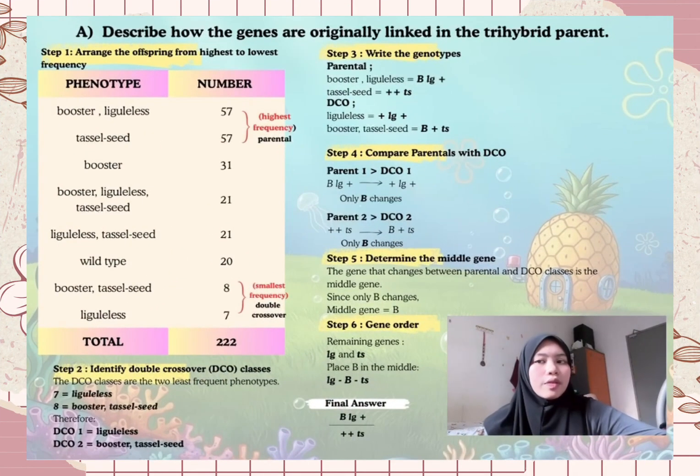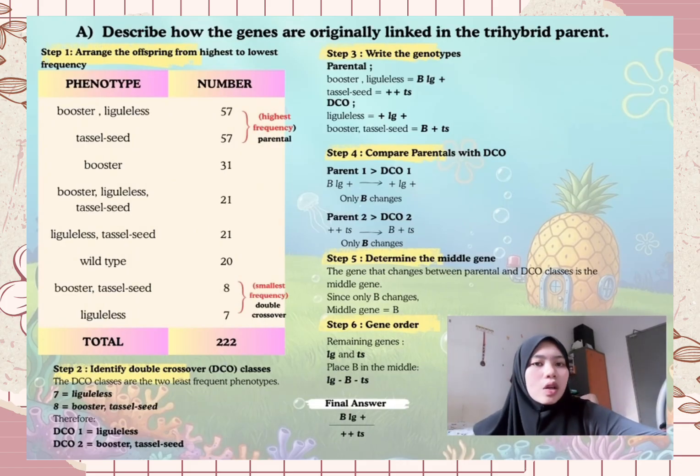For question A, first, I identify the parental classes by selecting the two phenotypes with the highest frequencies, which are liguleless with 57 offspring and also tassel seed with 57 offspring. Next, I identify the double crossover classes, which are the least frequent phenotypes. These are liguleless with 7 offspring and booster tassel seed with 8 offspring.